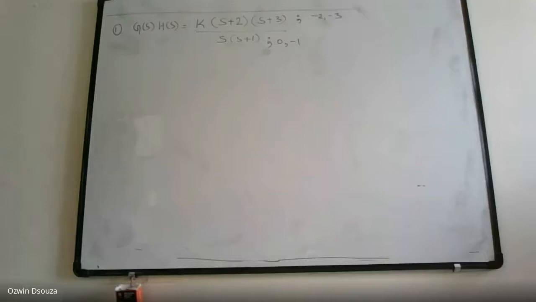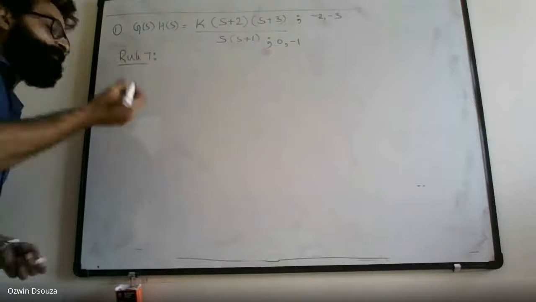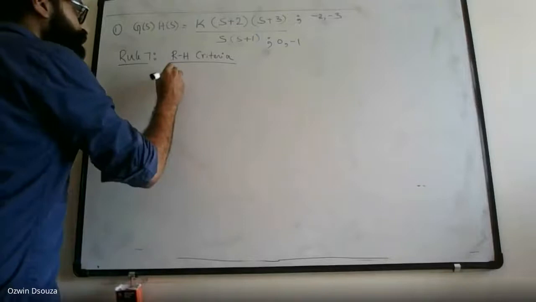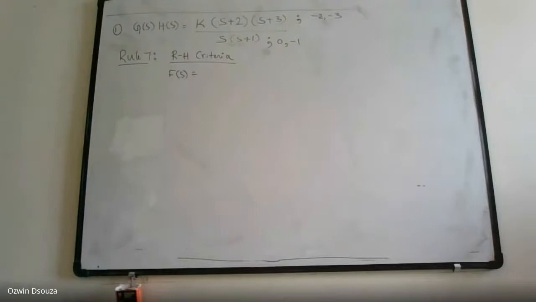Rule 7, my favorite rule, is the RH criteria. For the RH criteria, you want f of s, the characteristic f of s. So, what did you get the characteristic equation as?